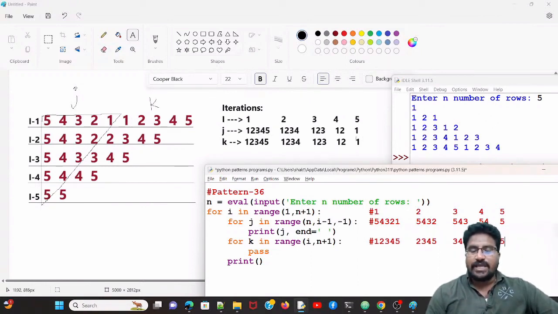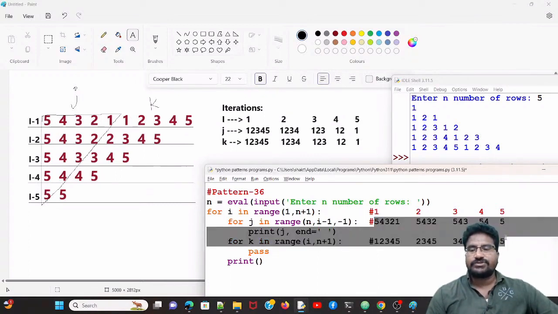See, the K last, how many iterations here? 1 iteration only. At that time, what is displayed? 5 is displayed. The K here, 2 iterations, and what is displayed? 4, 5. And the K here, how many times is it iterating? 5 times, 1, 2, 3, 4, 5. First time 1, second time 2, 3, 4, 5 displayed. Okay, these are the displaying values. These are the iteration numbers.